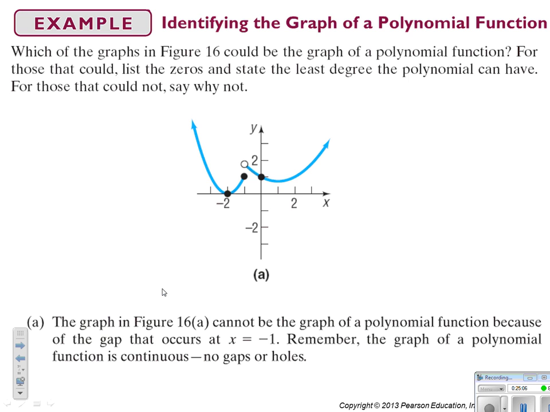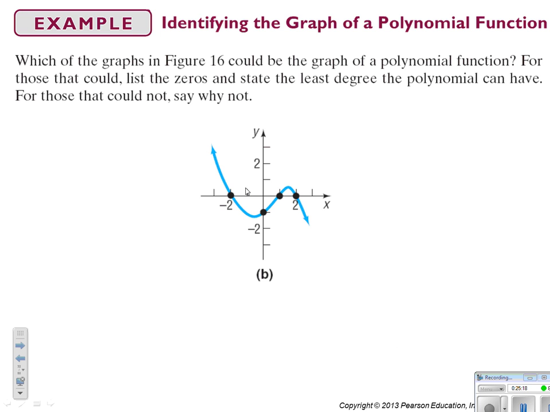So we'll look at figure A. This graph cannot be a polynomial. It's got holes. It's got a gap. A polynomial can't have a hole or a gap. Okay, let's look at figure B. Figure B looks continuous. Looks like a polynomial.